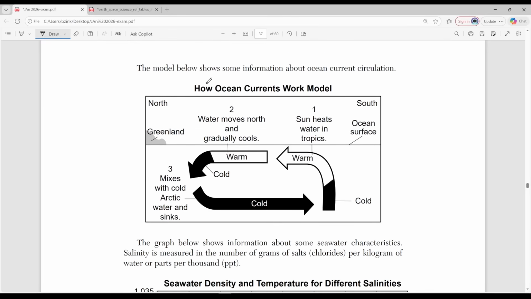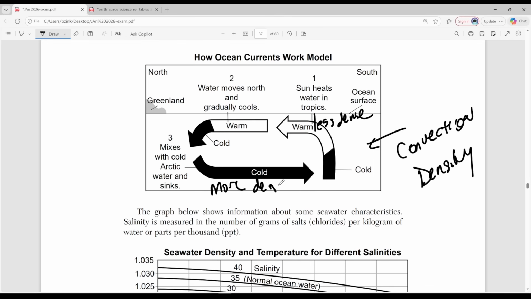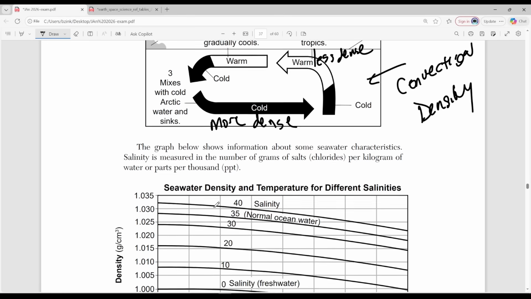The model below shows some information about ocean current circulation. The graph below shows information about some seawater characteristics. Salinity is measured in number of grams of salt. Okay, so just seawater stuff and the way that the water is moving. So we're moving warm water, cooling, sinking. So it's a convection current. So this is called convection, when warm air or warm water is rising and cold is sinking. It's based on density. So less dense up here, more dense down here. I'm just writing things that are in my head.